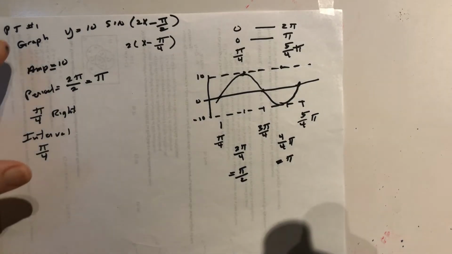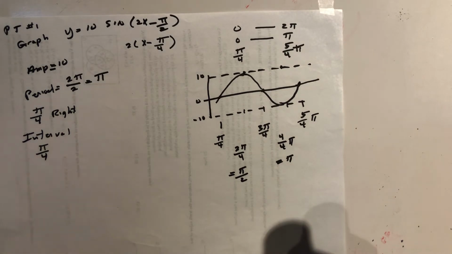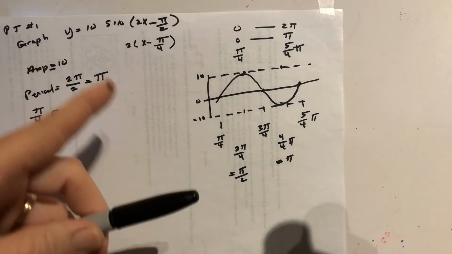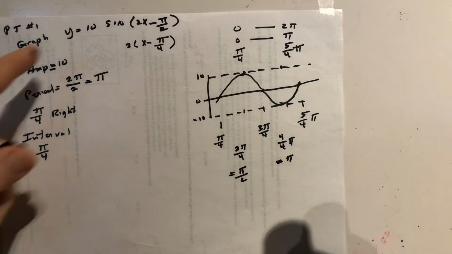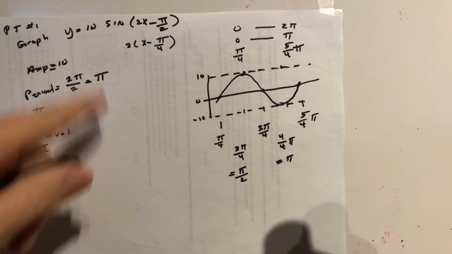Whenever I label one PT, that's practice test, and this is going to be problem number 1. It's to graph y equals 10 sine 2x minus pi over 2. All right, so amplitude is 10.